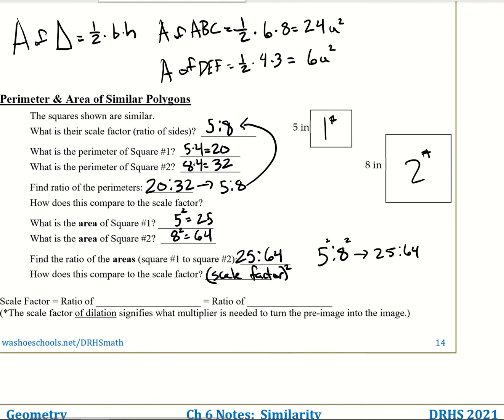So the big takeaway here is that the scale factor is equal to the ratio of sides, which is equal to the ratio of perimeters.